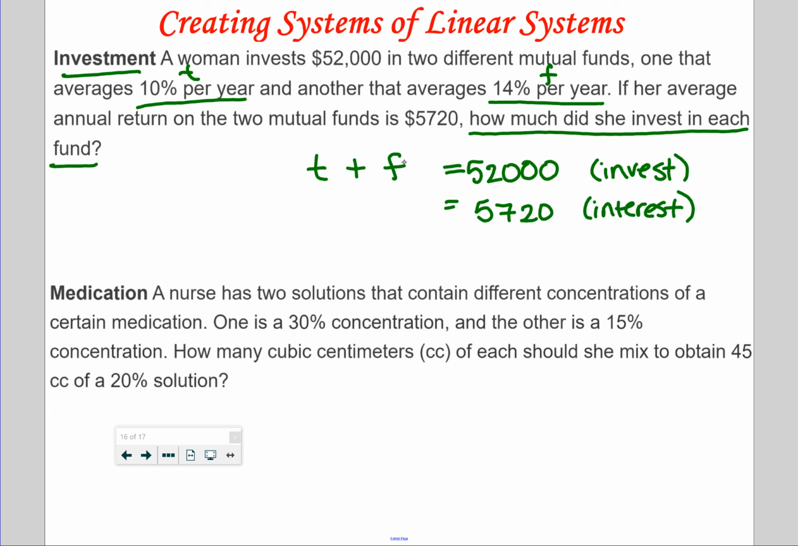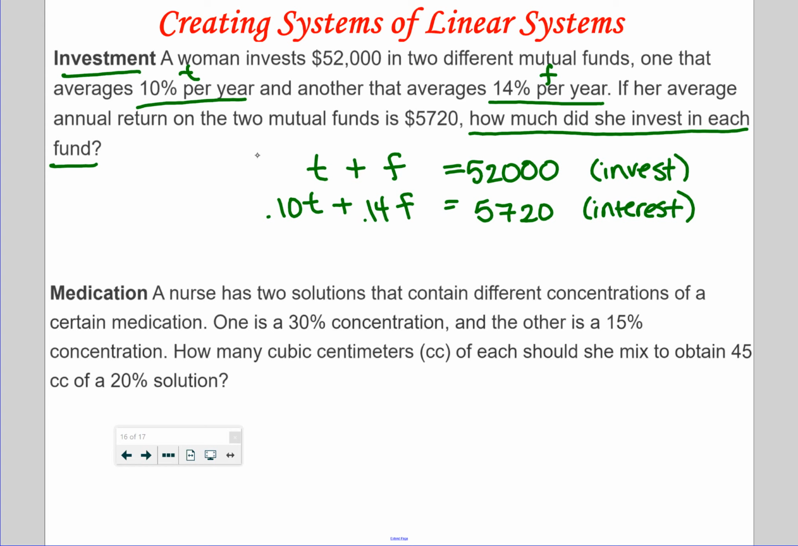The second equation is the interest equation. So this is where we're going to actually use the interest rates. 10%, so as a decimal, move that decimal 2 spaces to the left, 0.10 goes into T dollars, the 10% fund. Then I have F dollars that go into the 14% fund. So as a decimal again, 0.14. And that gives us a total of 5,720, the interest earned.